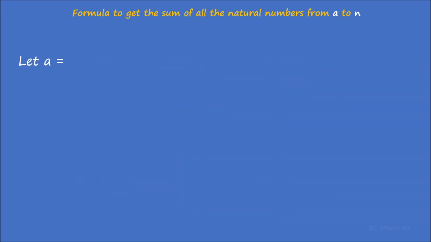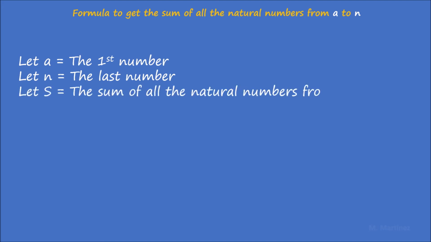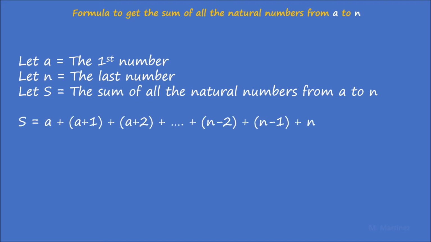This time, a will be the first number. N will still be the last number. Again, let s be the sum of all the natural numbers from the first number a to the last number n. S will be equal to a, plus a plus 1, plus a plus 2, and so on until we reach the last number n. The number after a will be represented as a plus 1. And the number after that will be a plus 2. The number before n will still be represented as n minus 1. And the number before that will still be n minus 2. Let's set it as equation number 1.